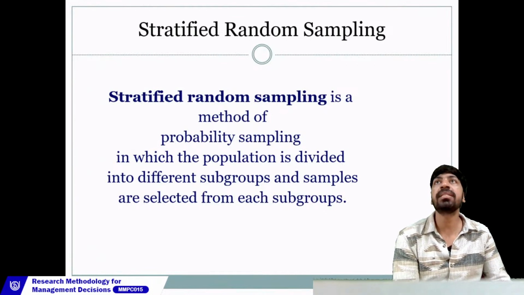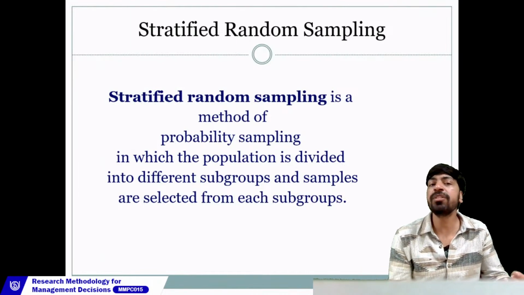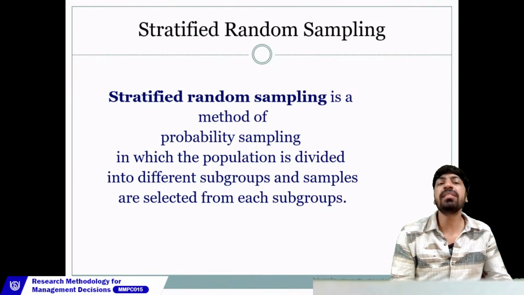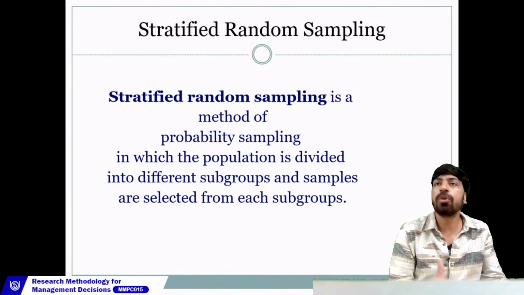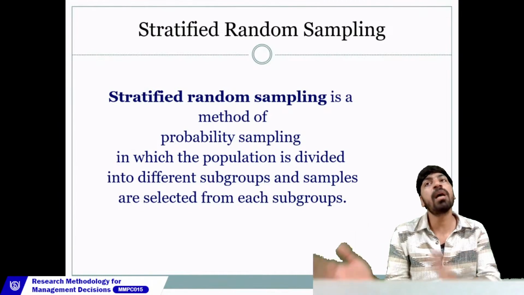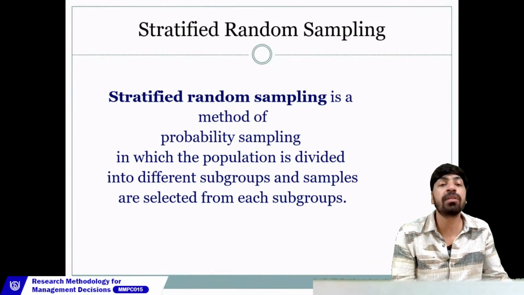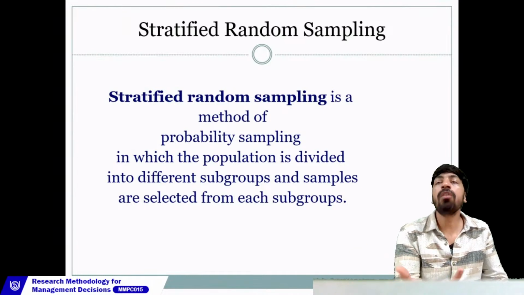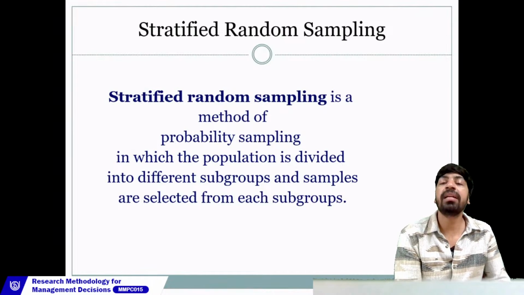and samples are selected from each subgroup. So when we talk about stratified, it means the sample is to be collected from the groups. It could be subgroups, a smaller group or a larger group, right? They will be different groups. That's called stratified random sampling.